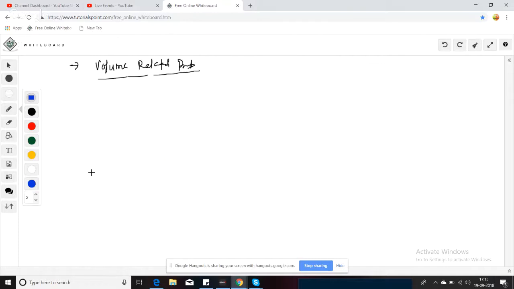Okay, this is not that tricky, but you have to understand it like this. First of all, you write down that volume is directly proportional to number of moles at constant pressure and temperature. Any reaction, if it is not mentioned, assume it takes place at constant pressure and constant temperature. Correct?